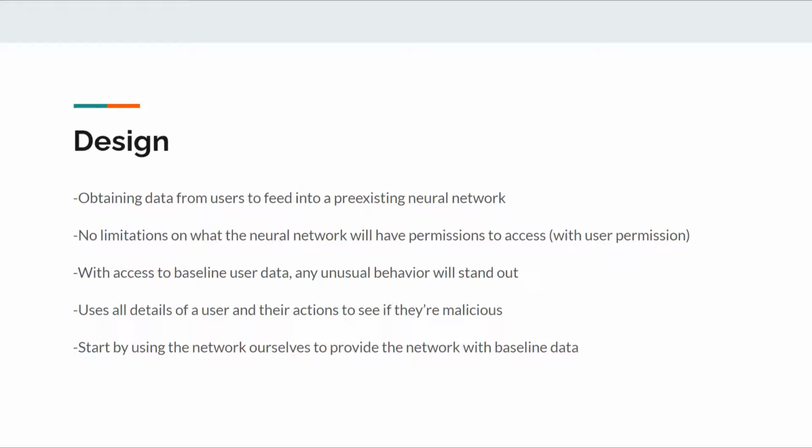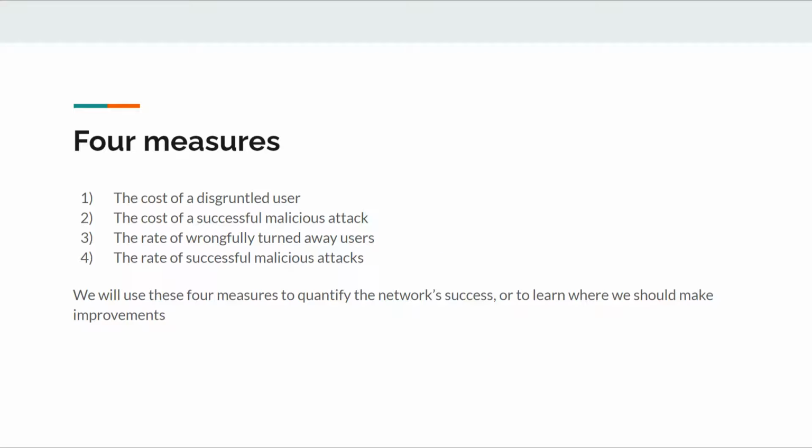Once these foundations have been set by us first and then by general users, we will have a good metric about what ordinary activity is and what we should and should not punish and lock out and defend. We will do this through a combination of four measures: the cost of a disgruntled user, the cost of a successful malicious attack, the rate of a wrongly turned away user, and the rate of a successful attack. We will then create a mathematically perfect degree of specificity which minimizes risk and maximizes satisfaction.